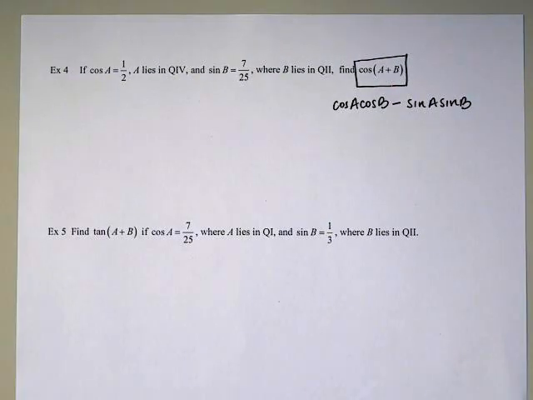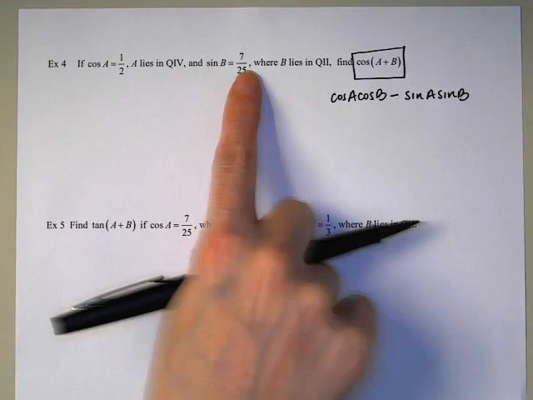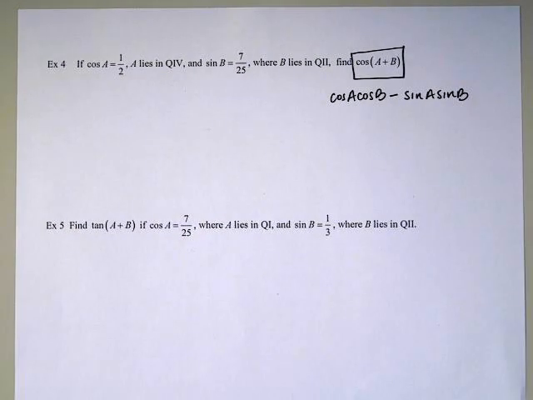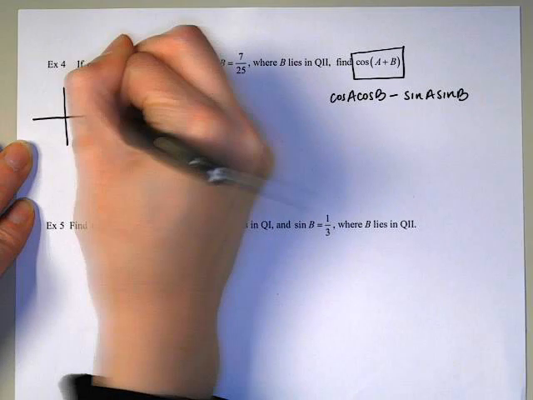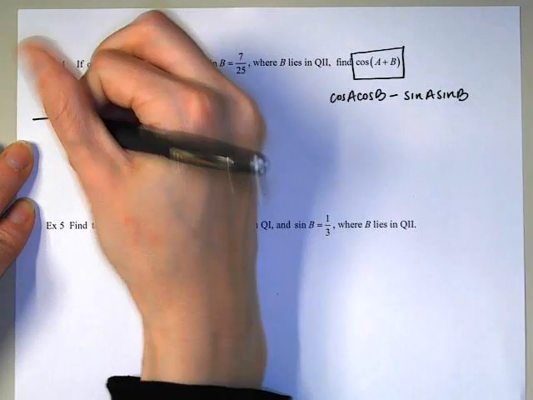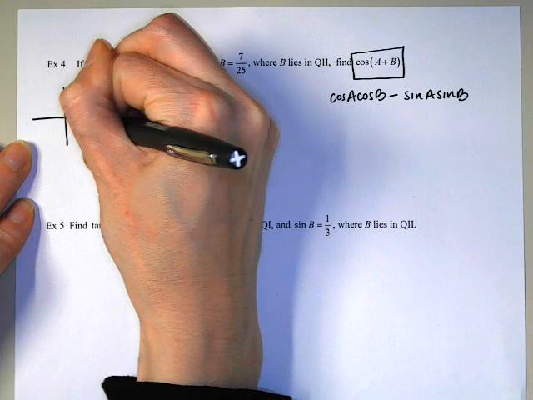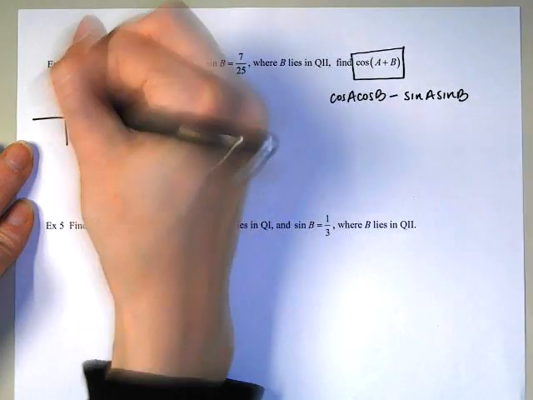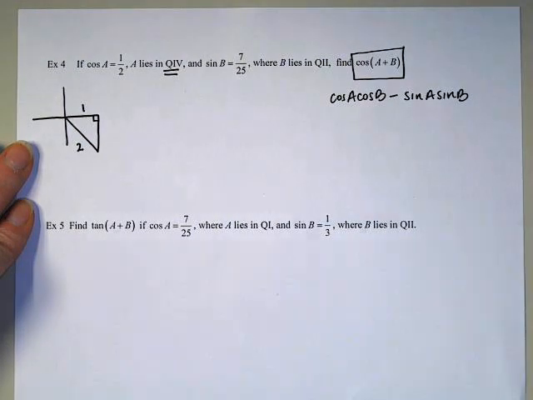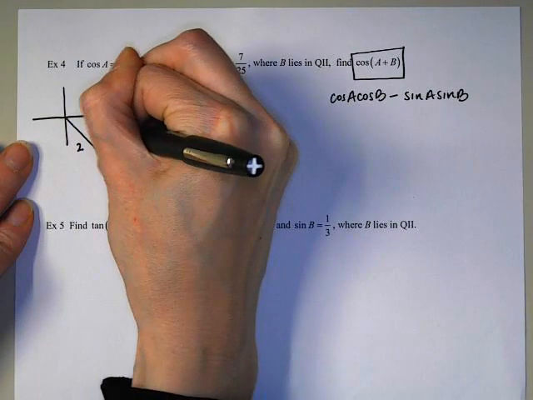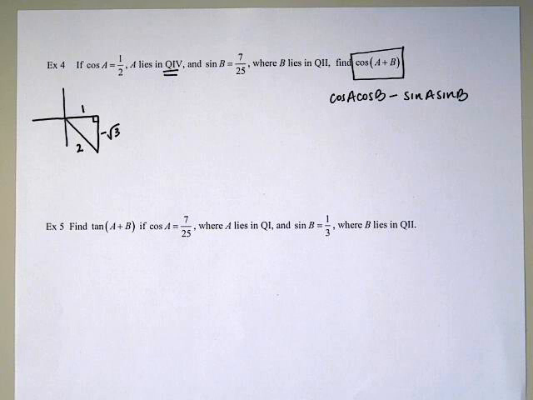All right, so we know cosine A and we know sine B, but kind of like the other one, we have to draw the triangle and use Pythagorean theorem to find the missing side. So I'm going to draw angle A in quadrant 4. Okay, so this is angle A, and if cosine is A over H, 1/2, then Pythagorean theorem gives me negative root 3 for that side.